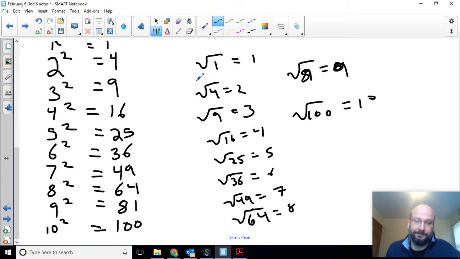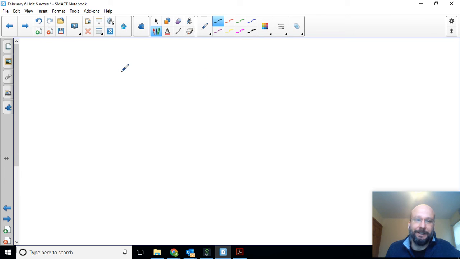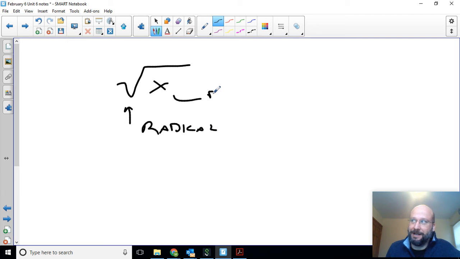And this is the knowledge that you need to know to make this next unit easier. A little bit of the vocabulary. If you have square root of x, this symbol here is the radical. Whatever's inside is the radicand, whether it's a letter or a number. And this is square root. So there's a 2 here. I'm going to make it red. There's a 2 here that's imaginary. This is the index.